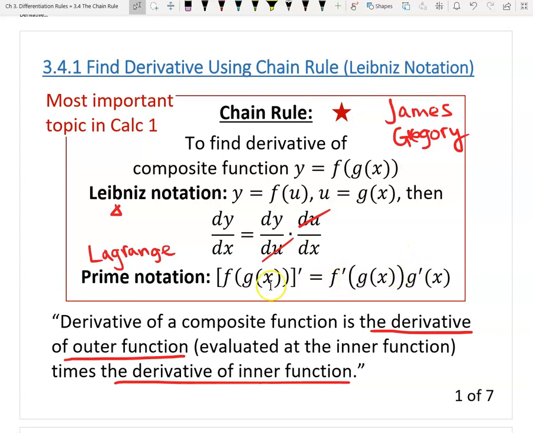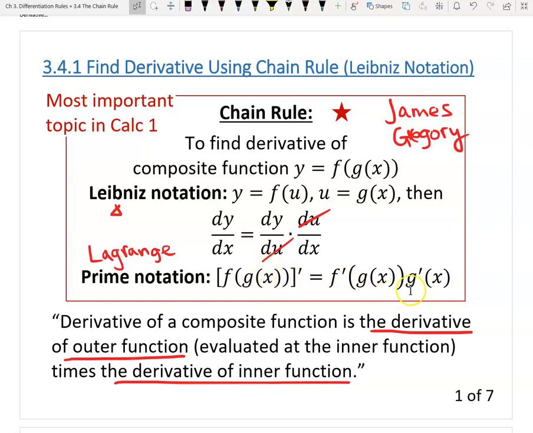Can you see? The prime notation is exactly the same material, the same content as the Leibniz notation. All the difference you see is the notation. The prime notation is the most popular one we use so far. The Leibniz notation is the very original one. In the future we will gradually move to the prime notation. So in this video we are going to compare Leibniz notation and the prime notation, and later you will see both get the same results.